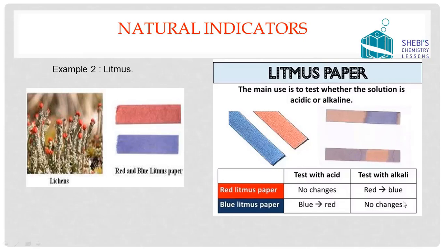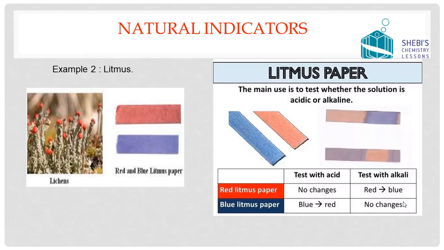That means, in short I will tell you, if you dip a red litmus paper in a base, it will change into blue. Okay, that means base and blue. In base, the litmus will show only blue color. Okay, B and B, base, blue.